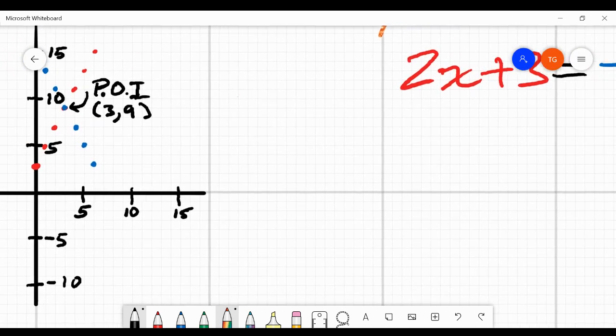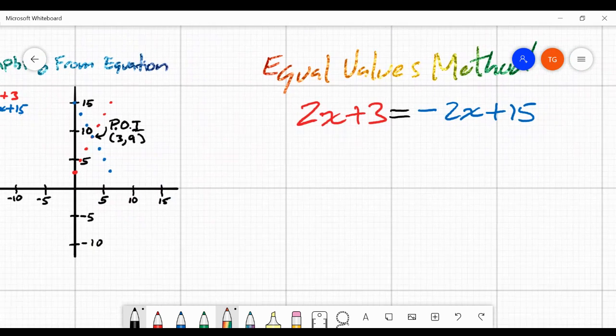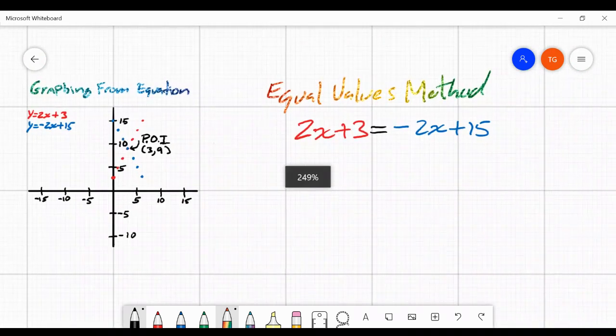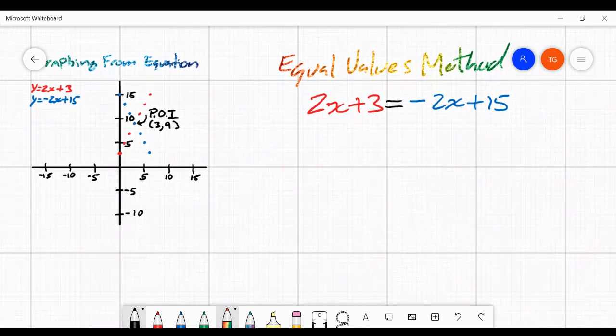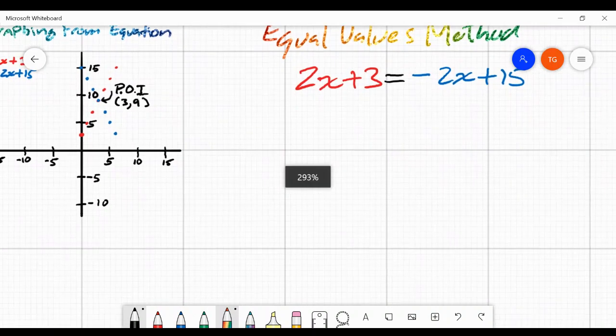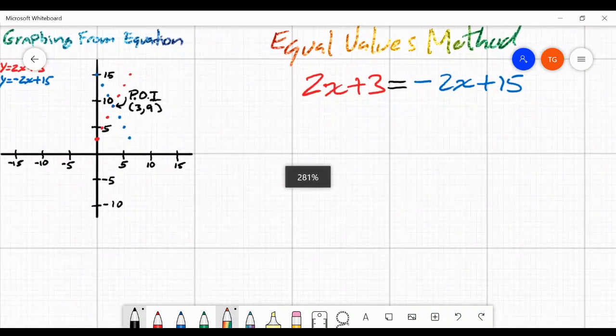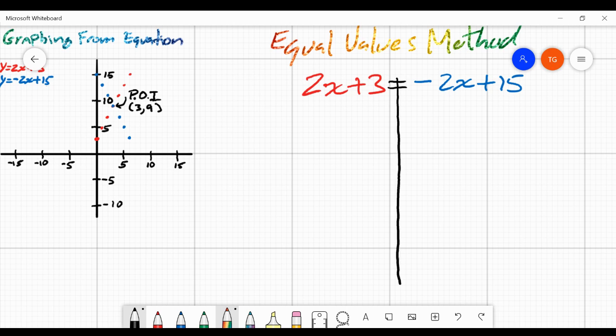Now let's find it algebraically. So I'm going to squeeze this down a little bit so we can see both things at once. Okay, you can see I've put the equations in already. And I wrote 2x plus 3 in red and negative 2x plus 15 in blue so that they match. This is just an algebra equation, so I'm going to draw the line down.